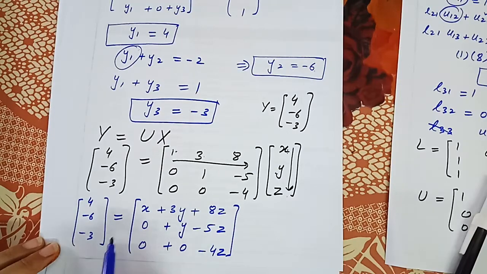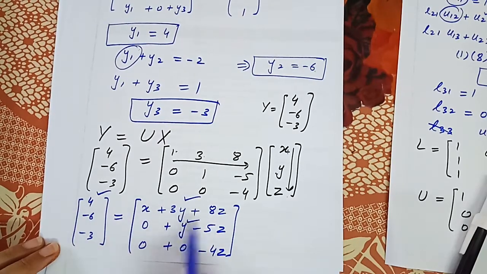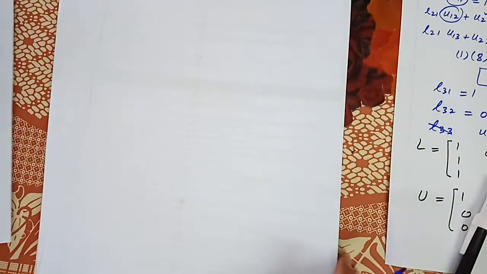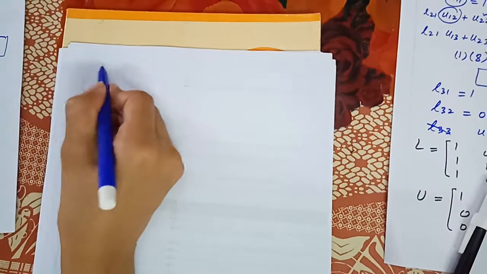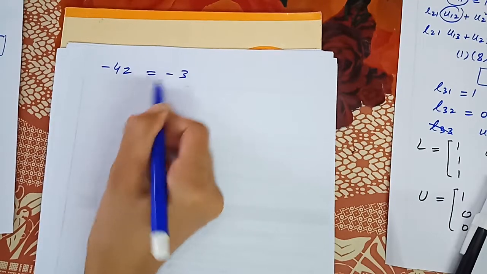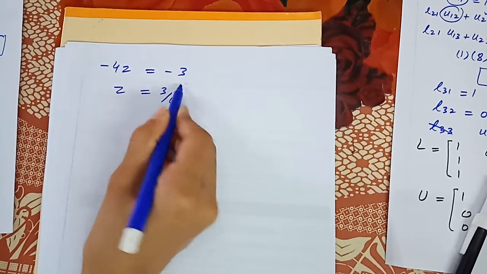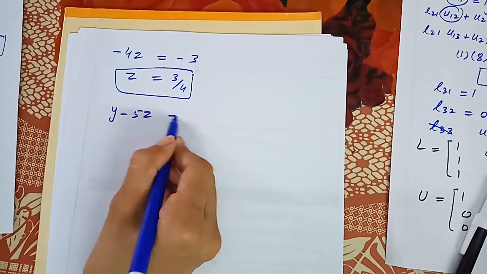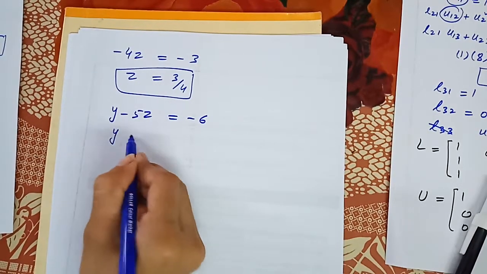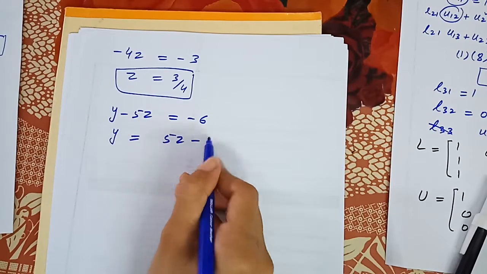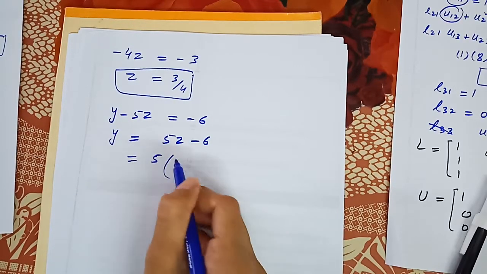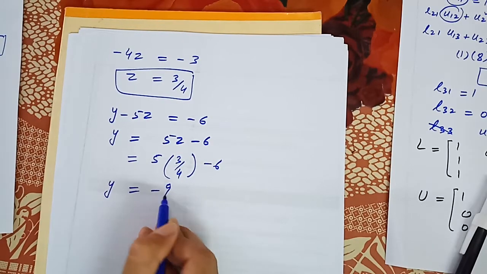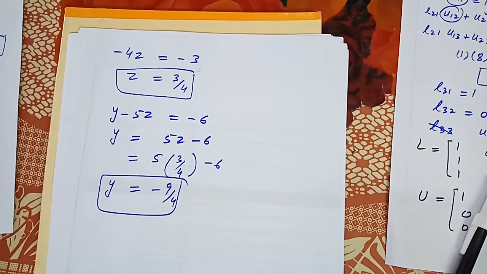Now equate them. First entry with the first one, second with the second, and the third row with the third one. We'll get from here minus 4Z is minus 3. So Z is equal to 3 out of 4. Now, second row was Y minus 5Z was minus 6. So Y is equal to 5Z minus 6. So it's 5 times 3 out of 4 minus 6. So you got Y as negative 9 out of 4.